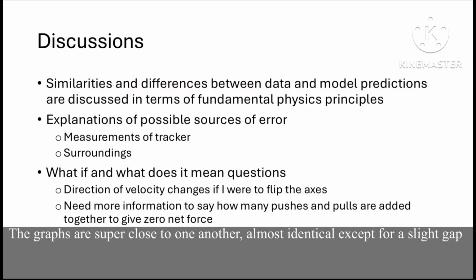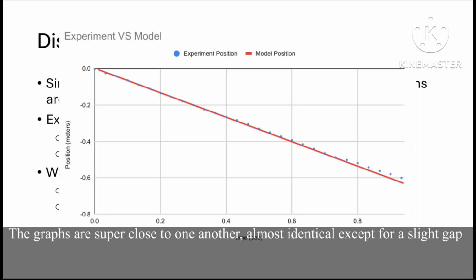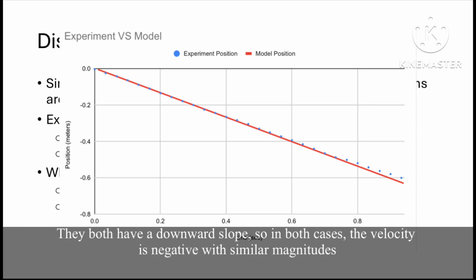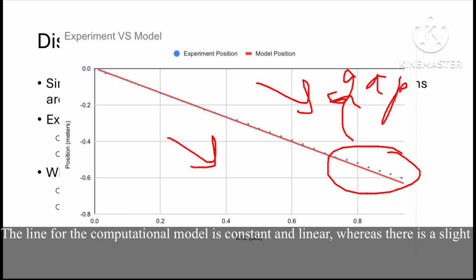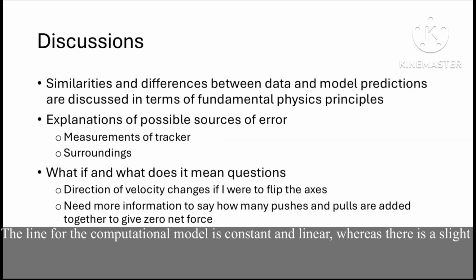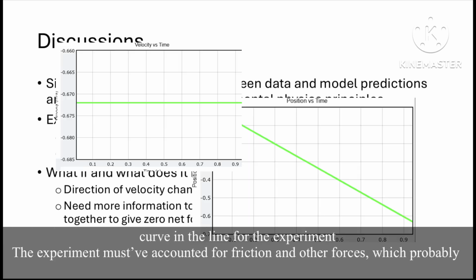So some similarities between the two lines is that the graphs are super close to one another, almost identical except for a slight gap. They both have a downward slope, so in both cases, the velocity is negative with similar magnitudes. But there are many differences. The line for the computational model is constant and linear, whereas there's a slight curve in the line for the experiment.